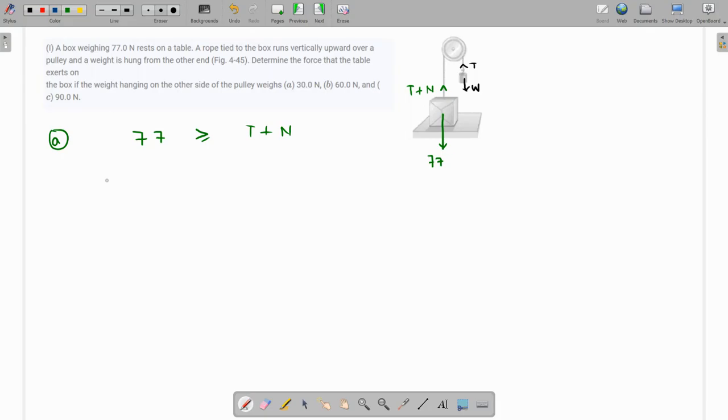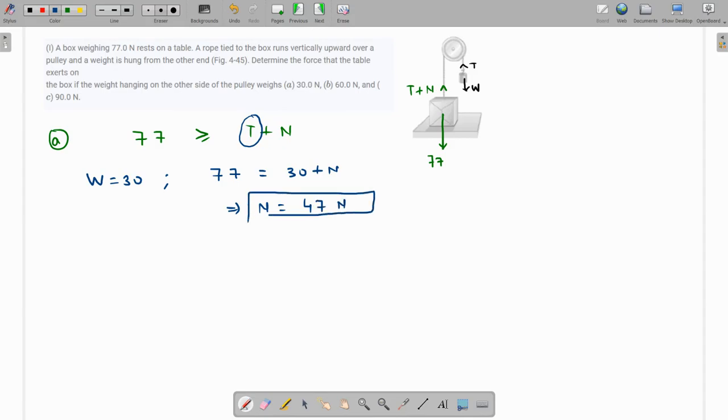So let's talk about part A. Part A says that the weight of the hanging mass is 30 newtons. If that is 30 newtons, then the value of T becomes 30 newtons, because T has to be equal to the weight if the box is not going anywhere, there is no acceleration. And if T is equal to W, which is 30, then from this equation we can find the normal reaction as 47 newtons. So that is for part A.